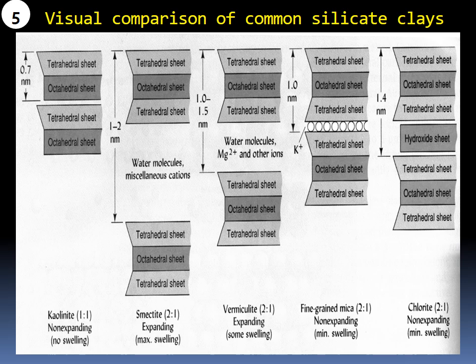Like smectite and vermiculite, the bonds are weaker, that's why they are expanding, whereas in the case of fine mica and chlorite, the bonds are stronger, and that's why they are not expanding.